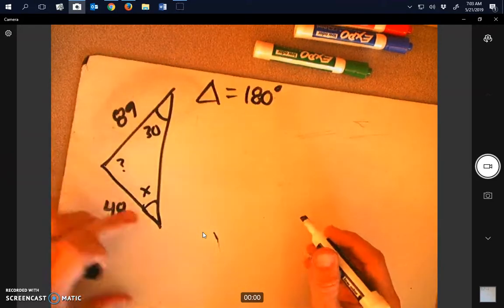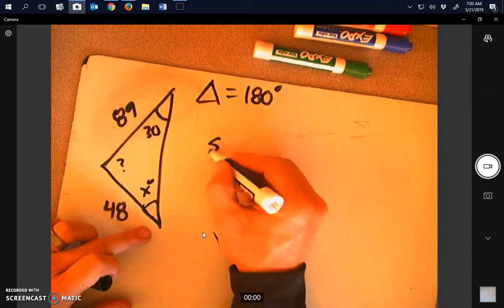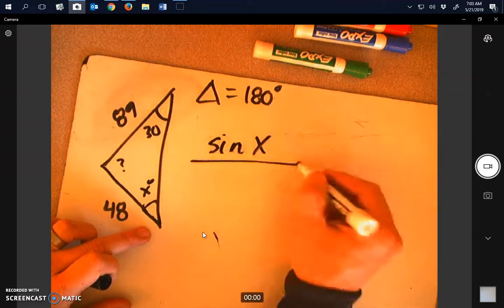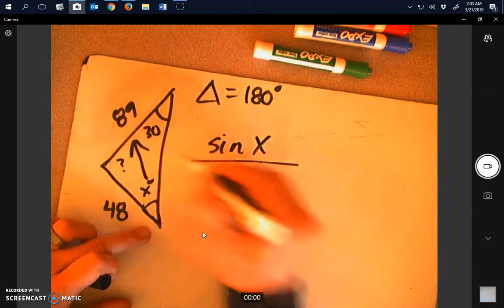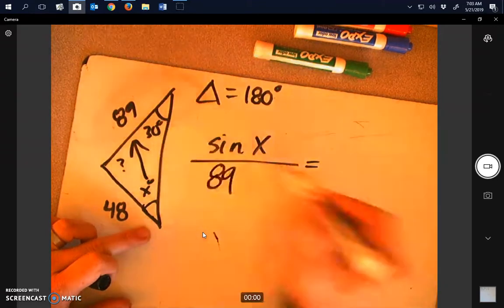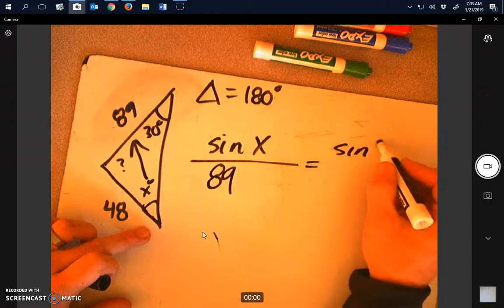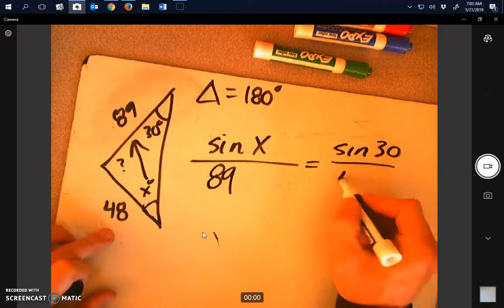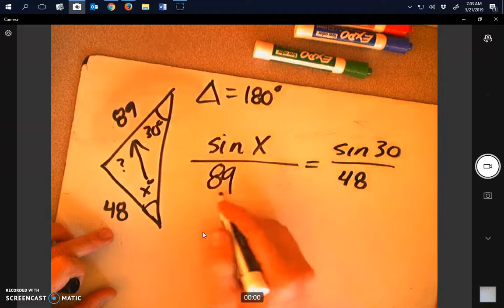And then once I do that, we can find this one by knowing that all triangles equal 180 degrees. So I'm trying to find a degree measure. So we're going to do sine of x on top over its relation, or what it's related to. It's related to 89. And then we have sine 30 over 48. So now we got to solve for x.